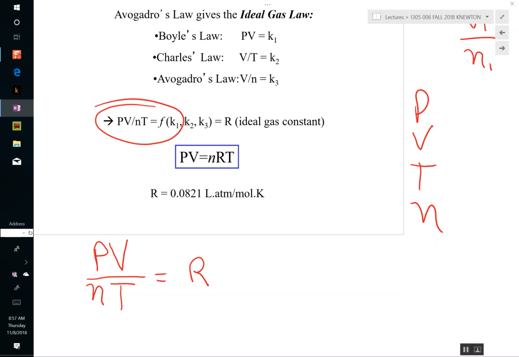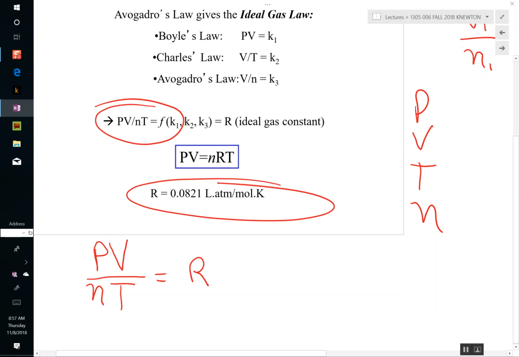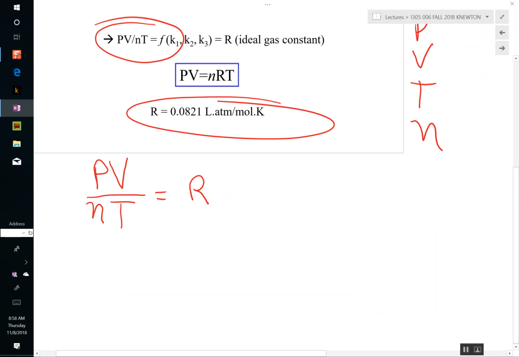R. They didn't name it after me, but that is the symbol for the ideal gas law constant. And you're going to see in a moment, it is a real number. It's a real number, and it's got all the laws in there. Now notice what happens here.